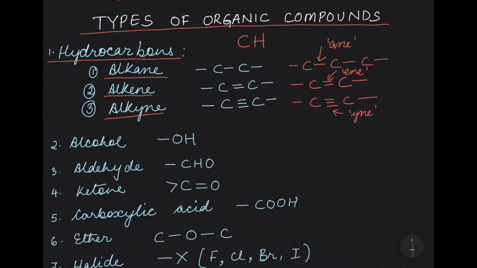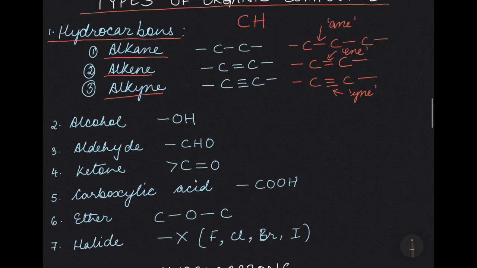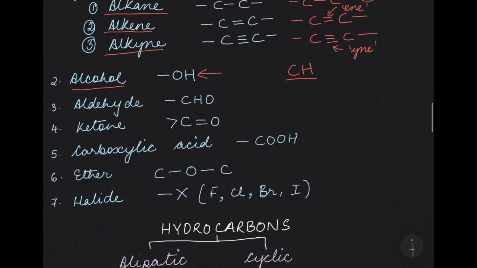Now when we talk about the derivatives of hydrocarbon, that is, if an OH group is attached to a hydrocarbon, then they are termed as alcohol. If a CHO group is attached, then it is an aldehyde. Please remember a single covalent bond in both these cases.